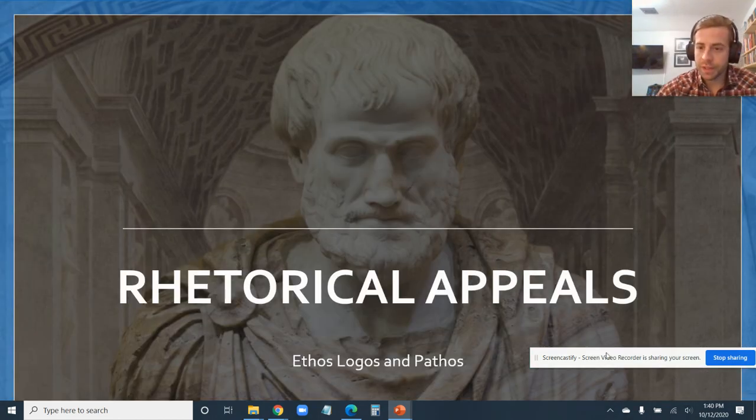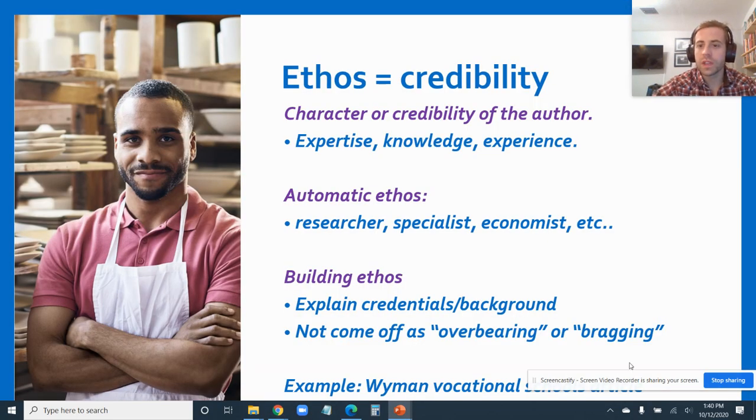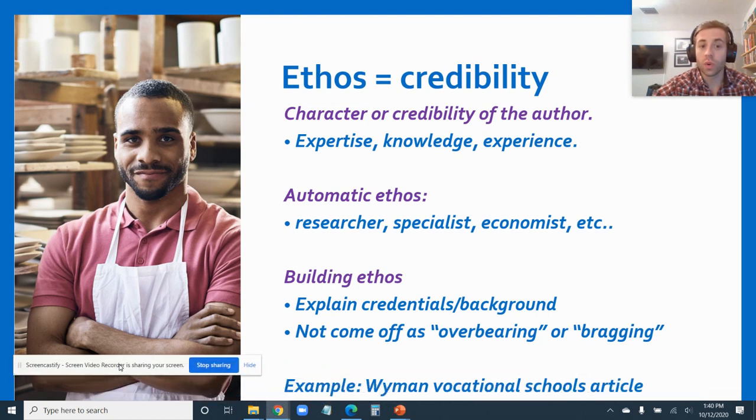To help us connect with an audience, there are three main different types of appeals that we can use. Ethos, logos, and pathos. And these were credited with being coined, not necessarily discovered, by Greek philosopher Aristotle. So the first one is ethos. Ethos basically equates to your credibility or the knowledge of you as a speaker.